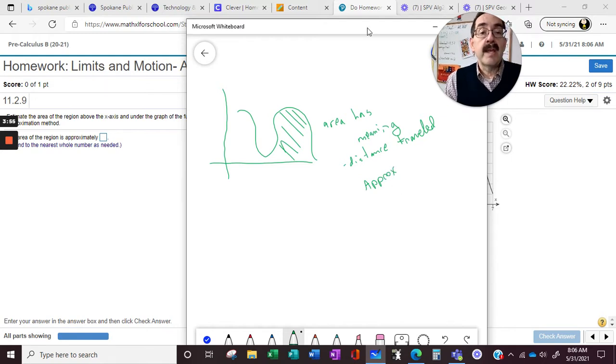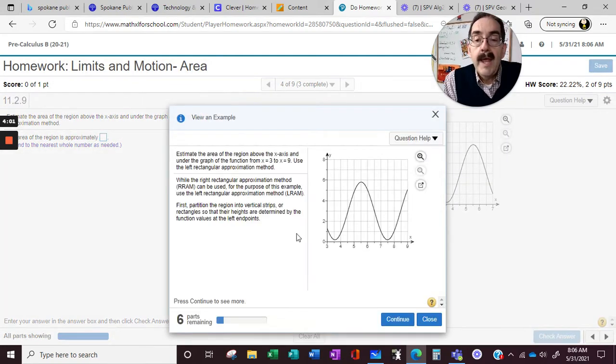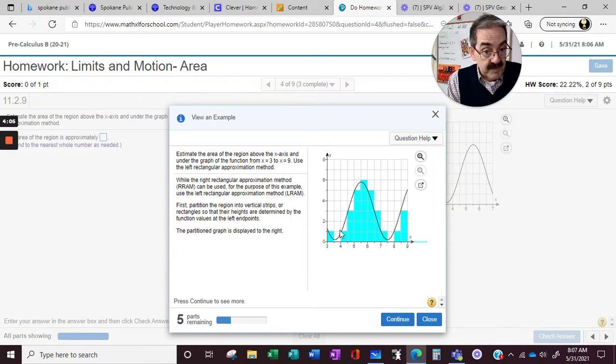Okay, so again, these problems are the same idea. And we'll just click on question help. And what they did on this particular problem was fill in from the left side. They connected the corner point, corner point, corner point. And they just calculated them. They just added up all those areas, okay? And this is called left justified. So on the left over, left over.